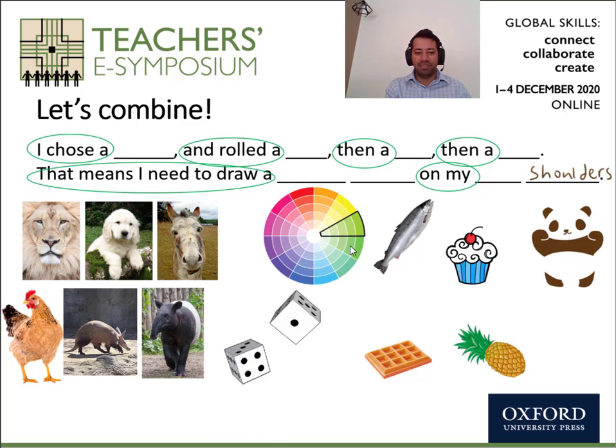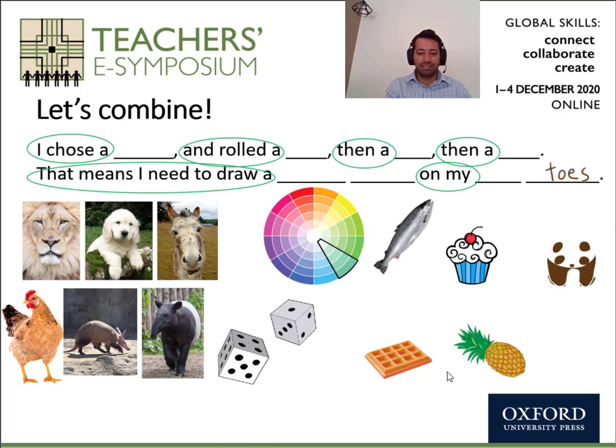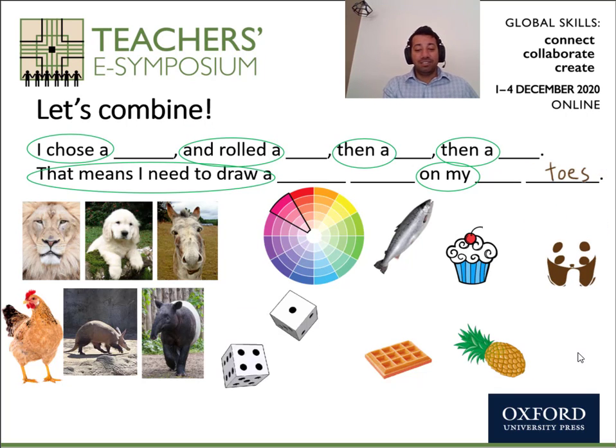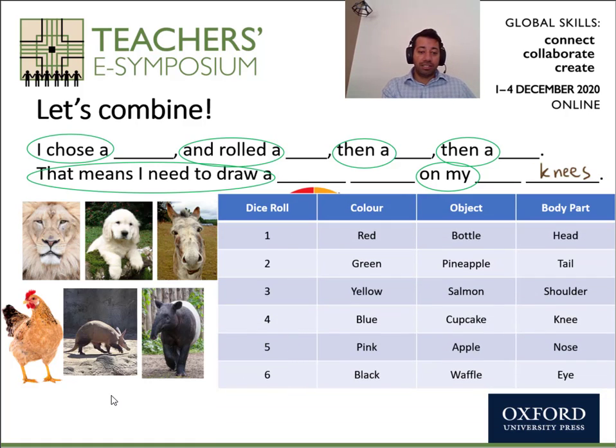Some dice for you, some colors. Here are the random objects and the body parts. So the list could look something like this. There's the dice roll, or the die roll, the colors, right? The object, and the body part.